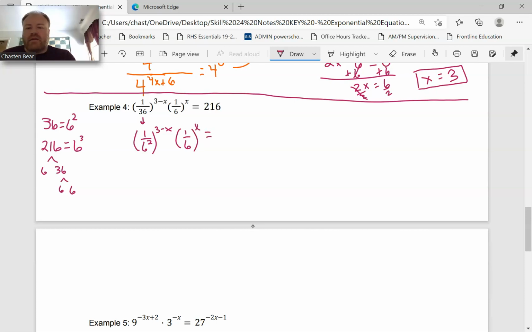And 216, I'll write that as 6 to the third. So now we've achieved getting 6's in all of these, but what we have to do now is rewrite the fractions so that they are just written with a base of 6. So 1 over 6 squared becomes 6 to the negative 2.